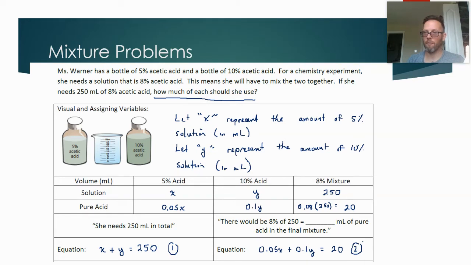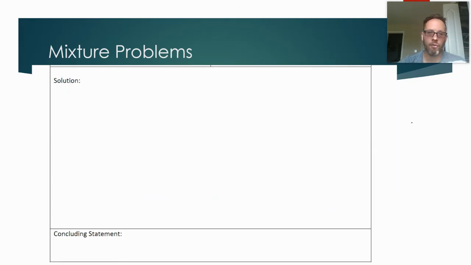You have your two different solutions adding to the total, here 250. And then you have your percentages, so 5%, 10%, and then the percentage of the total mixture. In this case, it's acid, but you could do problems like these with interest rates in a bank account. There's so many different types of problems you can set up with mixture problems. But now that we have our two equations, let me just write them down on the next slide, and then we'll solve the problem, choosing an appropriate method.